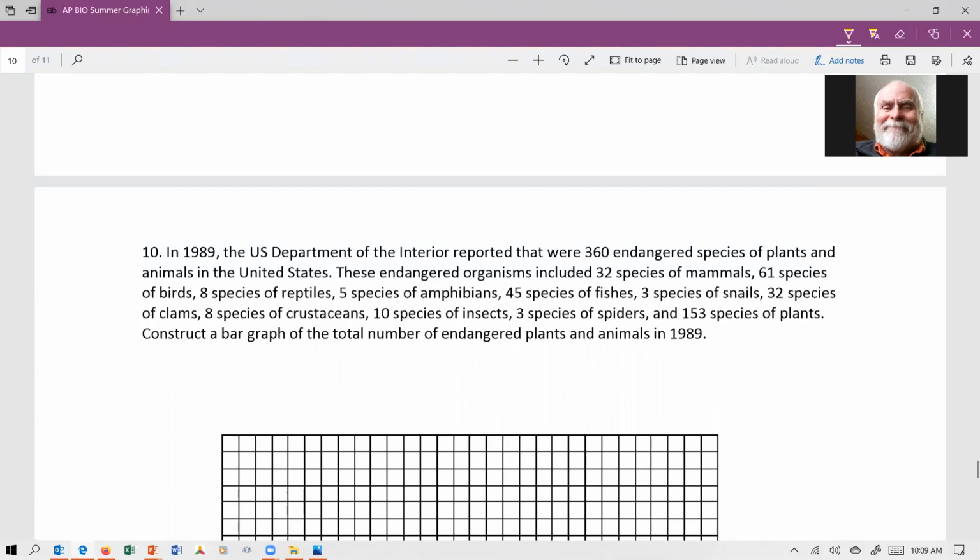Construct a bar graph. Now, why would you want that to be a bar graph? They told you it was a bar graph. Why would you want that to be a bar graph? If they hadn't said, make this a bar graph, how would you have guessed that you would make it a bar graph?